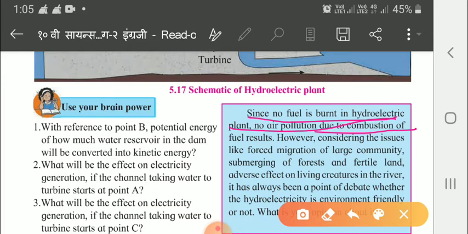Issues may be created, such as forced migration. Forced migration means if we are going to make a dam in some village or near a river, we have to migrate the community, the persons who are staying there. And sometimes, due to a large amount of water and overflow of these water resources, submerging of forest and fertile land takes place. These are the adverse effects.